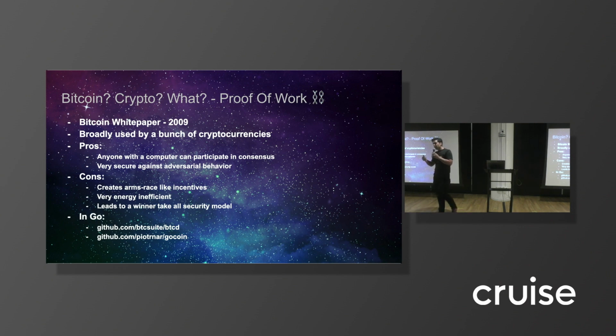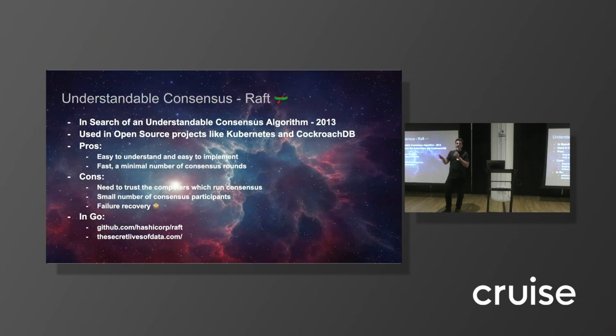So what's next? The next consensus algorithm to kind of come into broad use is something called Raft. And this came about in 2013. It's in search of an understandable consensus algorithm, if anyone's interested in reading the paper. And this is broadly used in a number of open source projects like Kubernetes.